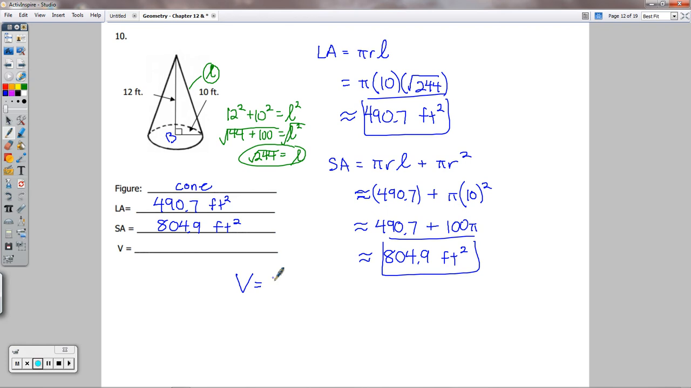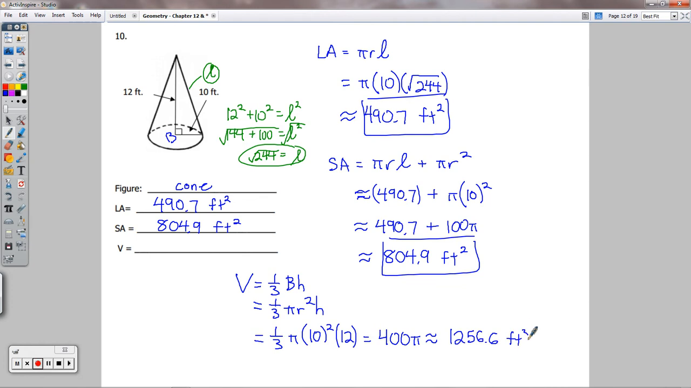Volume of a cone, it takes 3 cones to fill up a cylinder of the same base size and the same height, so it's 1/3 base times height. And the base being a circle, you can write pi r squared instead of b. So this would be 10 squared, and your height is 12. If we calculate it without a calculator, this would be 100. 1/3 of 12 would be 4, so that'd be 400 pi. 400 times pi is approximately 1256.6. So 1256.6, that many feet cubed.